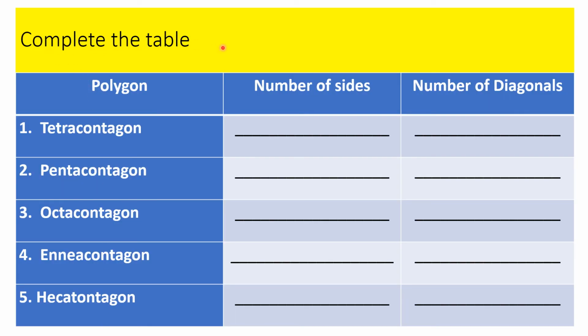So we need to complete the table. I want you to use your Google to find the number of sides for tetracontagon, pentacontagon, octacontagon, enneacontagon, and hecatontagon. So after finding the number of sides, you need to find the number of diagonals using the formula D equals n times the quantity of n minus 3 over 2. I am giving you time to answer the problem now.